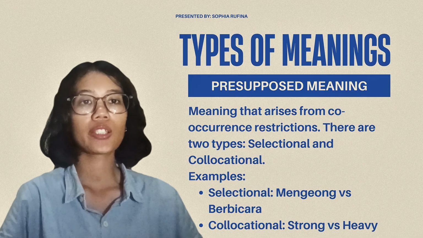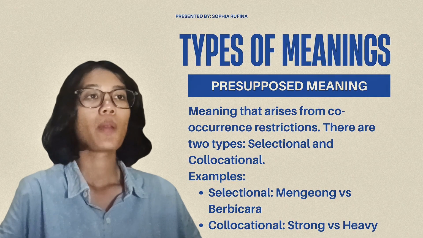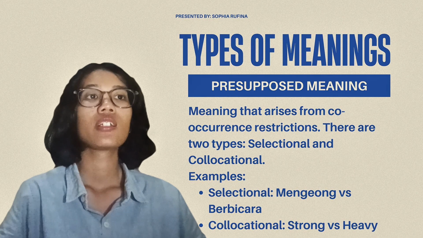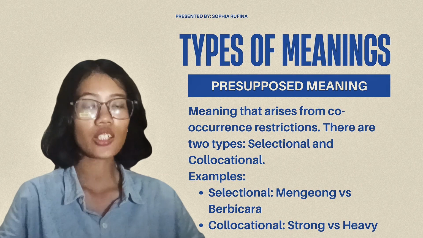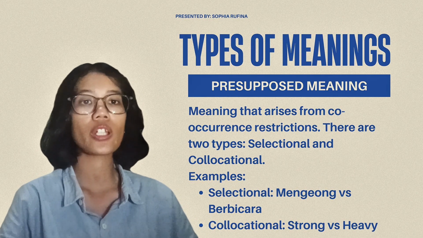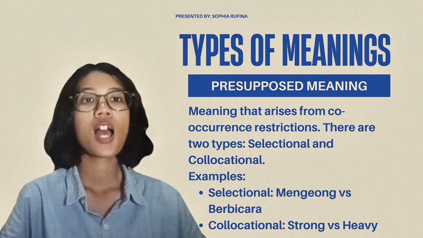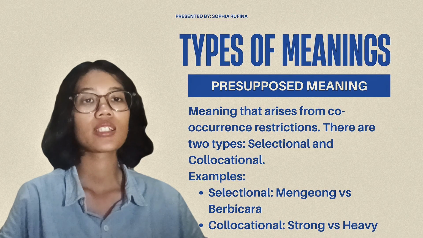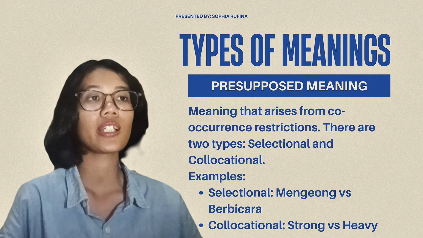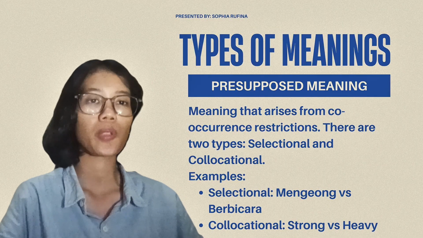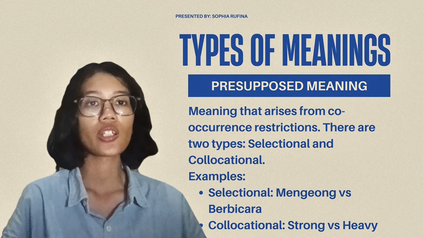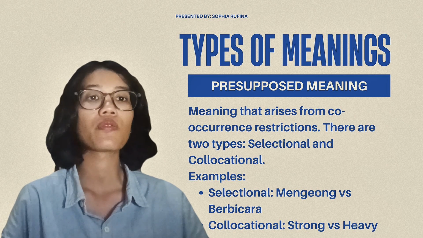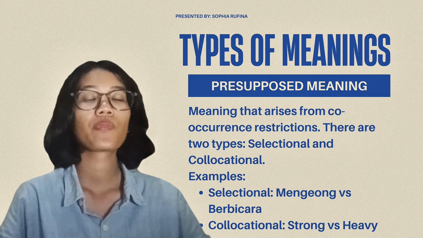Number 3 is presupposed meaning. Meaning that arises from co-occurrence restrictions. There are 2 types, selectional restrictions and collocational restrictions. Selectional restrictions are based on logic. For example, mengeong versus berbicara. In Indonesian, we use mengeong for cats and berbicara for humans.